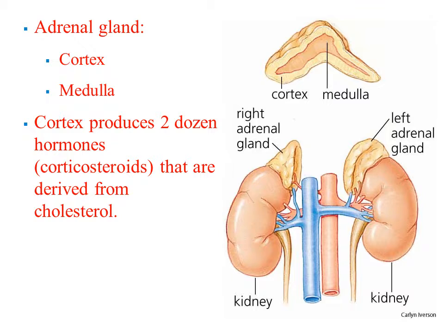So the cortex of the adrenal gland is going to produce about 24 hormones. These hormones are derivatives of cholesterol. This means that cholesterol is going to form all of these different hormones that we need in our day-to-day activities.